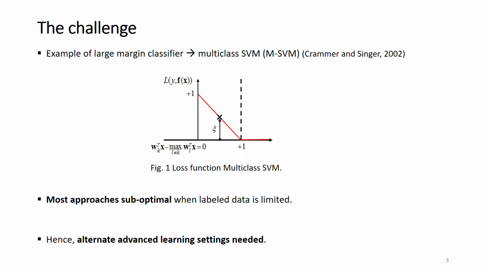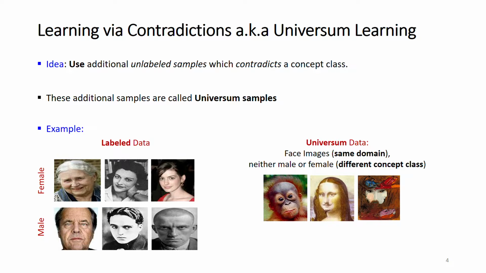This motivates the need for advanced learning settings. One such setting is learning from contradiction, or universum learning, where the algorithm can exploit unlabeled samples from the same domain that belong to none of the classes being learned.